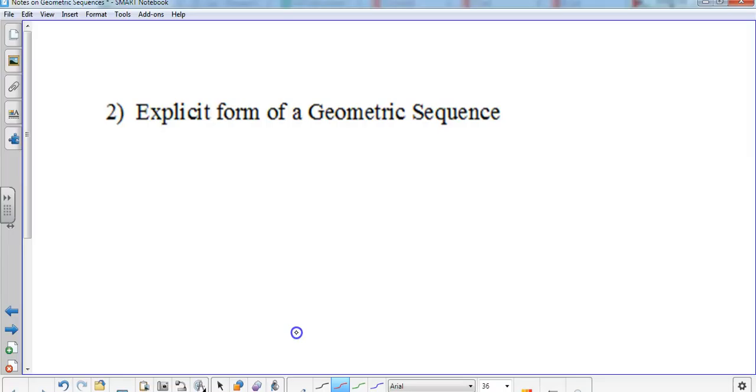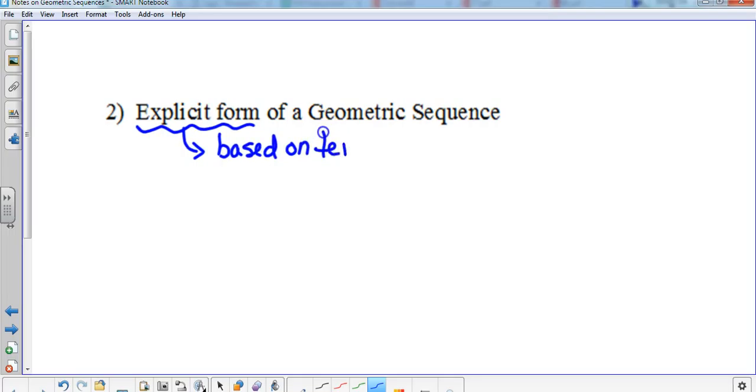So how can we... Ooh, anybody remember what explicit meant when we did this last week? Explicit means it's based on the term number. So it's the kind that if you have the explicit form and I want the 15th term, you just put in n equals 15. Does that sound familiar?